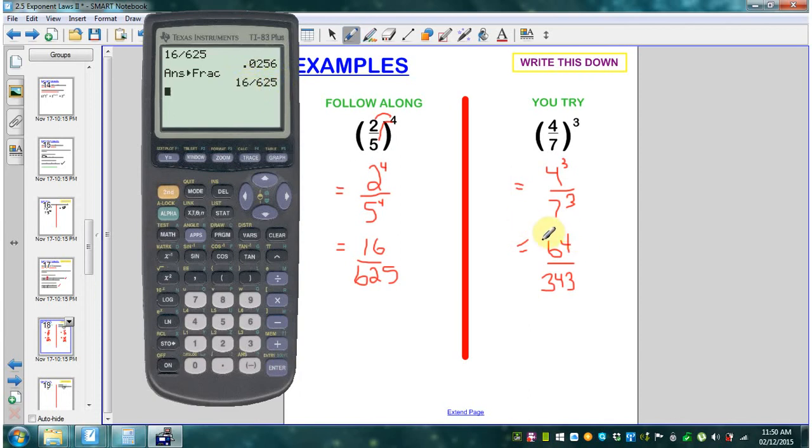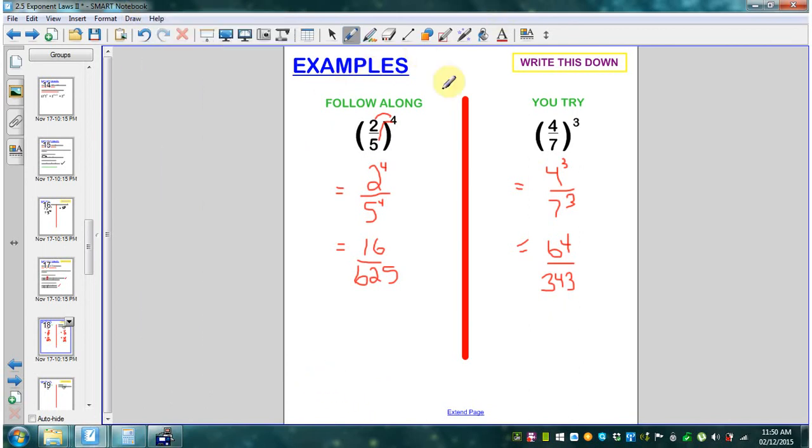Okay, so let's try this one over here. 64 divided by 343 equals Math, Enter, Enter. And that is the most simplified answer. Okay, so that's just a quick little trick for simplifying fractions. So back to our notes.